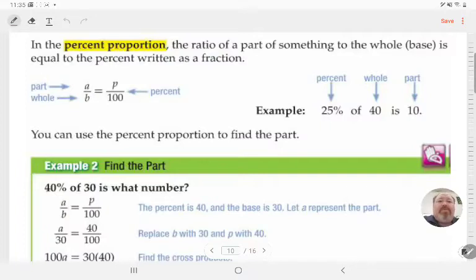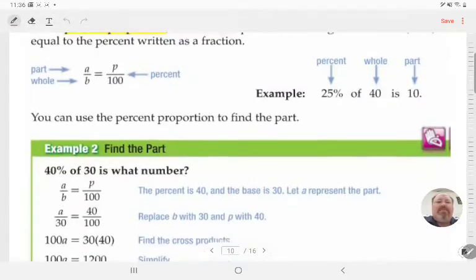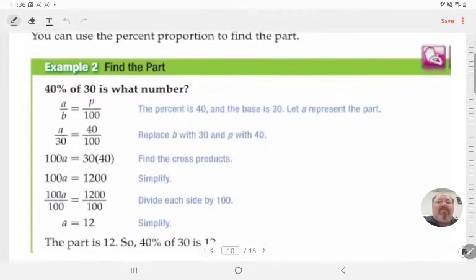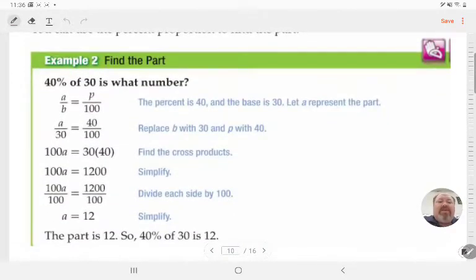Now, in percent proportion, the proportion of a part of something to the whole or the base is equal to the percent written as a fraction. So for example, I have A over B, or part over the whole, equals the percent over 100, okay? So if I have 40% of 30 is what number? I just plug into that formula what I know.